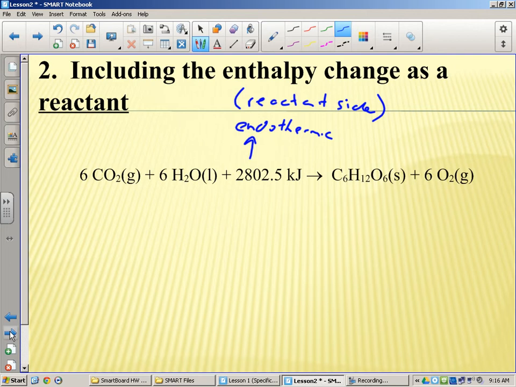Tells you it's endothermic. Right? It's on the reactant side. So you could put that term in, you could put that heat into the equation here. So 6 carbon dioxide, 6 waters, and this much energy, 2802.5, would give you glucose and oxygen. Okay? And finally, the last one, so that's 2.